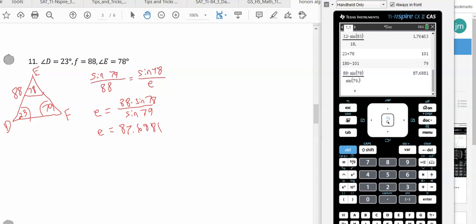It's okay to just label it here. You could label it up there. Either way is fine. And then we're going to set up our law of sines again. So sine of 79 over 88 equals this. Solve for d this time. So sine of 23 over lowercase d. So d is the fraction 88 times sine of 23 divided by sine of 79.